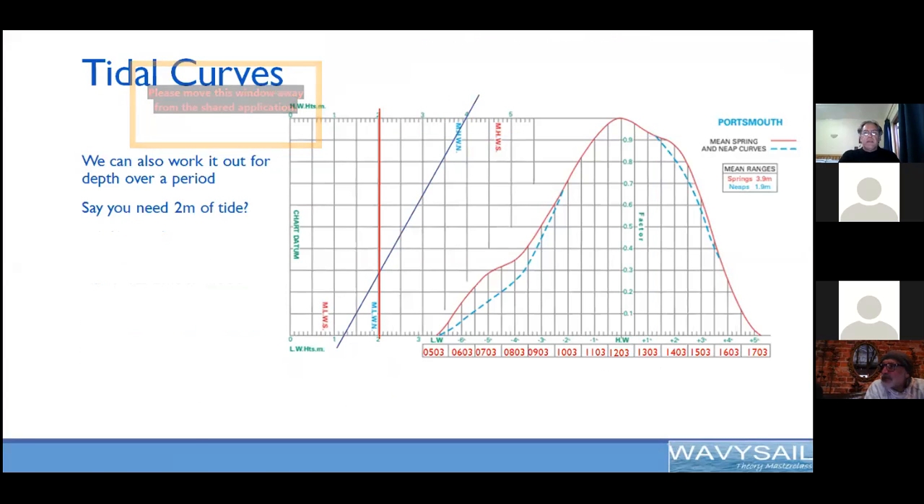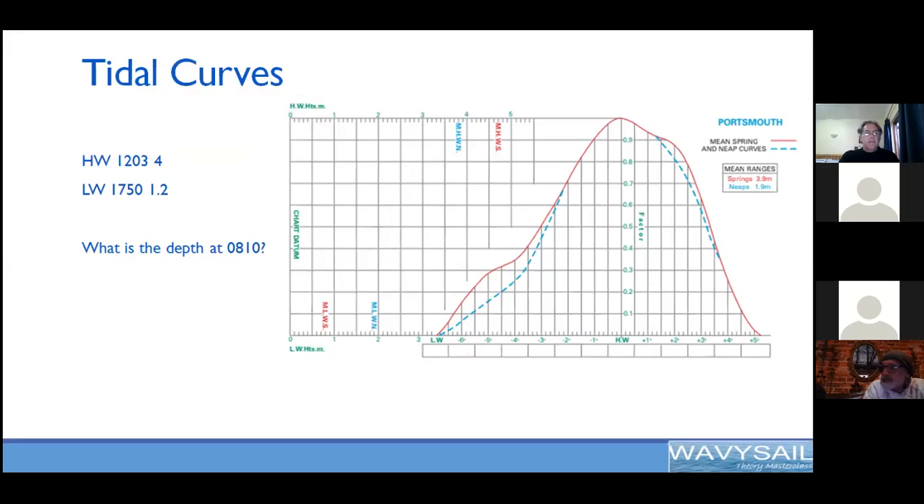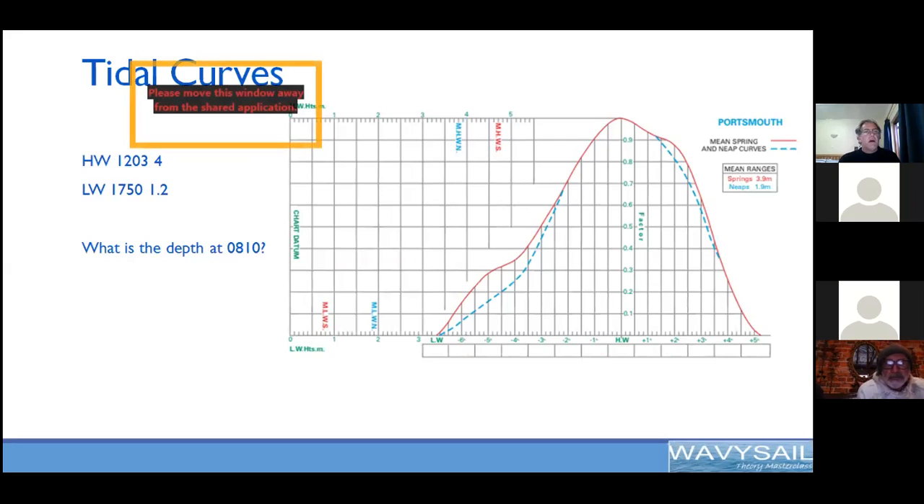Okay, so where were we? Give it a go. High tide's at 12:03, and it's 4 meters, and low tide is 1750, and it is at 1.2 meters. So actually the 1750 is an irrelevant number. It's the low water that you want here and your high water up here. What is your depth at about 810?